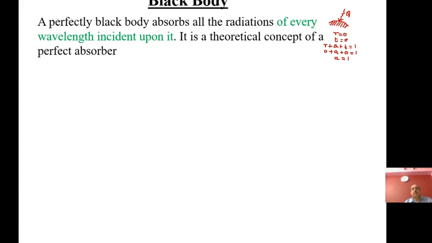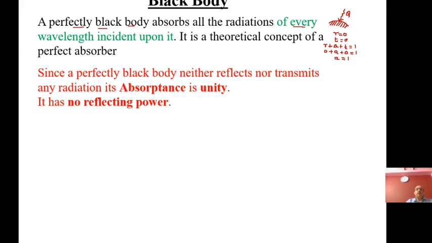In this condition, all the wavelengths of radiation incident on the object are absorbed. Then we say that the object is a perfectly black body, or a perfect absorber of radiation. Since a perfectly black body neither reflects nor transmits any radiation, absorptance is unity.